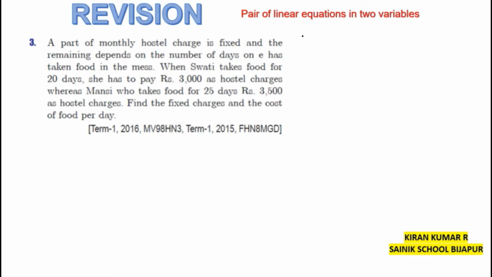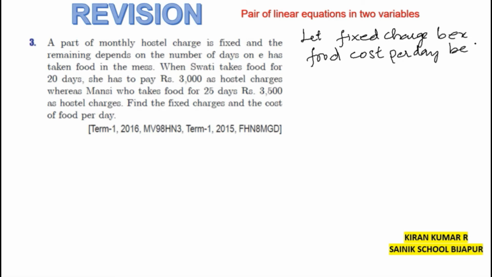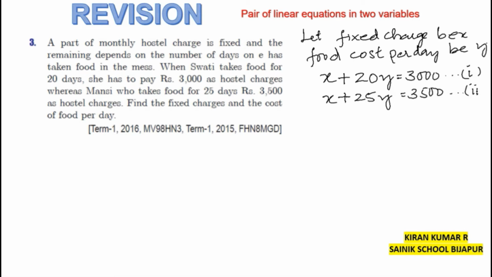Let me consider the fixed charge be X and the food cost per day be Y. According to the conditions, fixed charge plus 20 days of food, Swati has paid rupees 3,000. This is our equation 1. One more condition is Mansi has paid for 25 days of food and the total amount is 3,500. This is our equation 2.